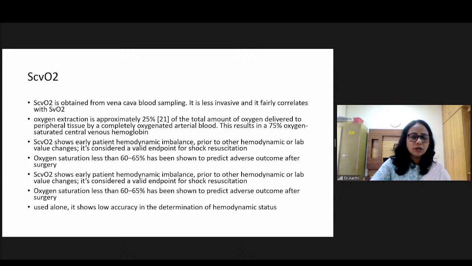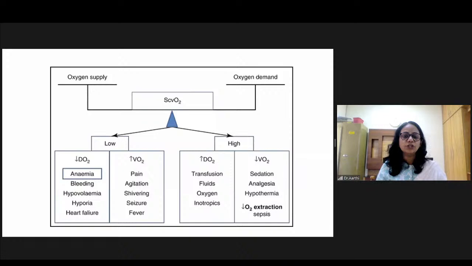So when the central venous oxygen saturation is low, it can either be due to a decrease in the delivery or due to an increase in oxygen consumption. Decrease in delivery is secondary to anemia, bleeding, hypovolemia, or heart failure, or there is increase in oxygen consumption where there is sympathetic overactivity secondary to pain, agitation, shivering, and fever. So all these scenarios will cause a decrease in the central venous oxygen saturation.